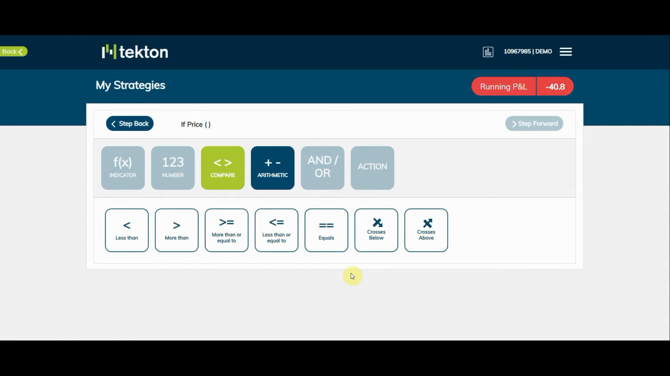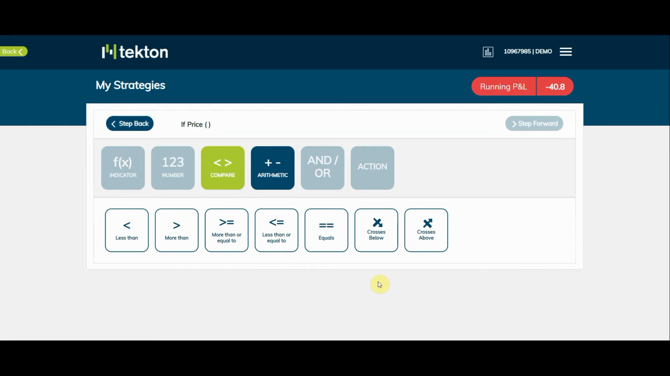The crosses below or crosses above operators, which are these two here, are very simple to use. We can use them in conjunction with moving averages. So if we want to create a moving average cross strategy, such as a 50 EMA crosses above a 200 EMA to create a buying strategy, we can do so. We can also use the crosses below, crosses above function for when price crosses a specific level.